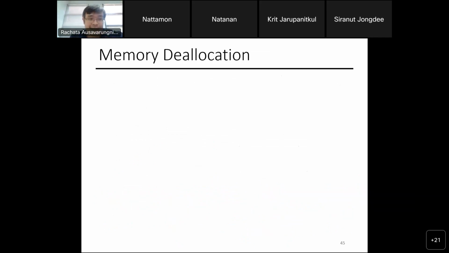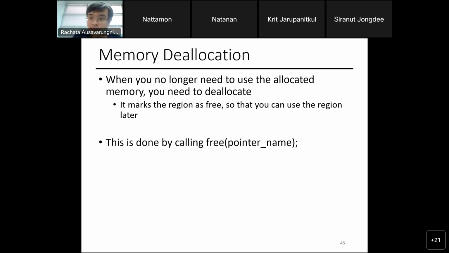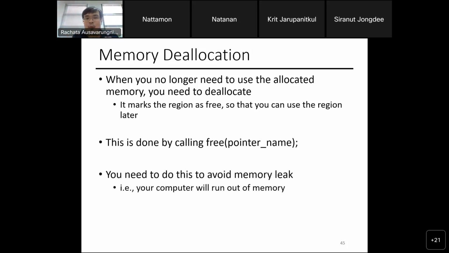This is something that you might run into when you forget to free. There's a problem called memory leaks, which means that you keep asking for more and more and more memory, and when you're done using your data, you forgot to free. So when you no longer need to use the allocated memory, you need to deallocate, which means that you're going to mark the region as free, so anyone else can now come in and use it later. This is done by calling the function called free, followed by the pointer name as an input. And you need to do this to avoid memory leaks or your computer will run out of memory.